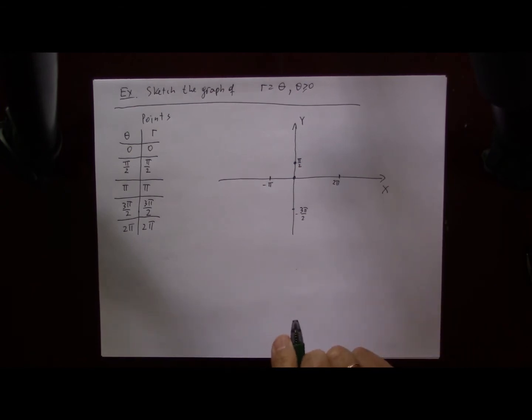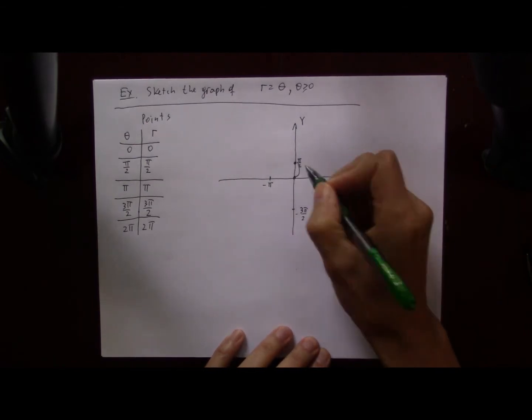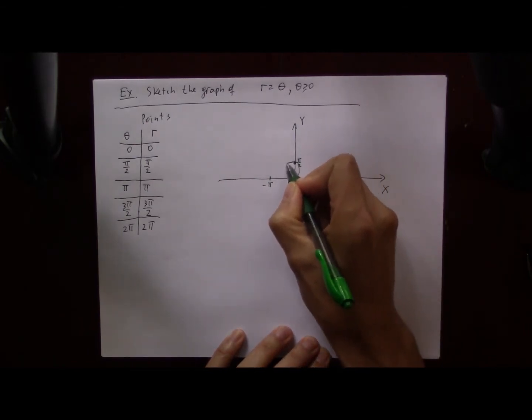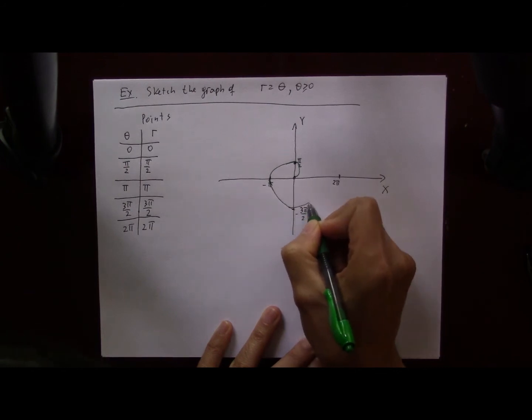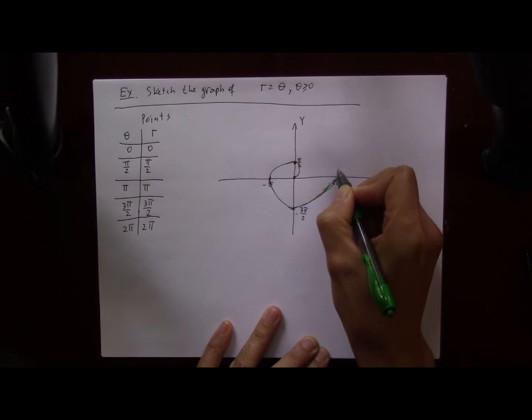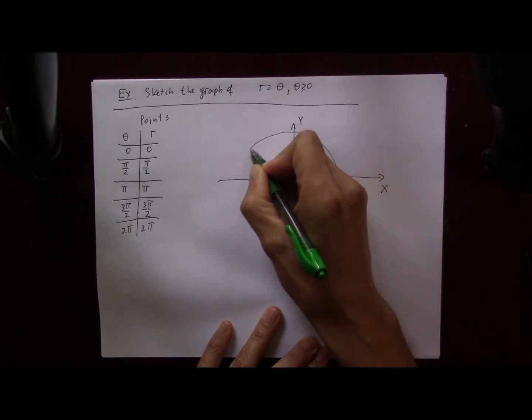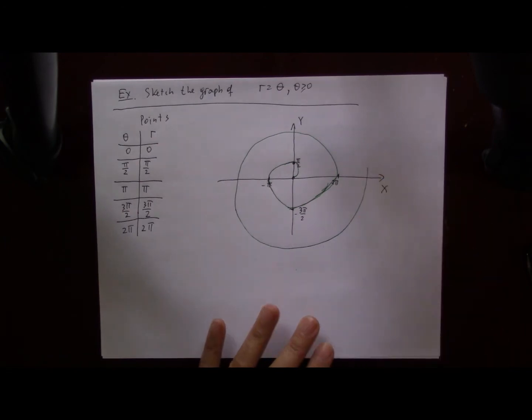And now we'll connect a smooth curve through the given points. So we start at the first point and go to the next, to the next, to the next, and hopefully we'll see a kind of spiral, something like that.